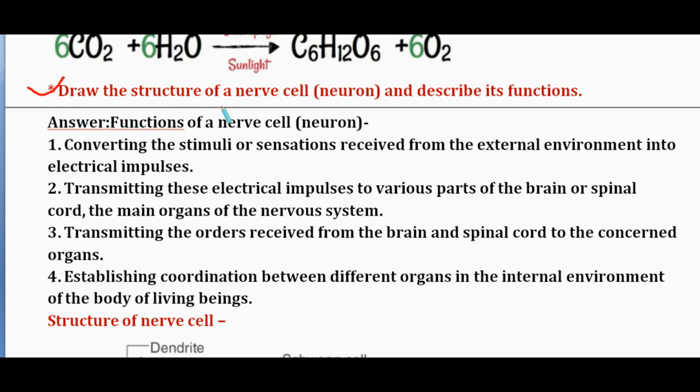Next question, draw the structure of nerve cell neuron and describe its functions. Functions of nerve cell: converting the stimuli or sensations received from the external environment into electrical impulses, transmitting these electrical impulses to various parts of the brain or spinal cord, the main organs of the nervous system, transmitting the orders received from the brain and spinal cord to the concerned organs, establishing coordination between different organs and the internal environment of the body of living beings.